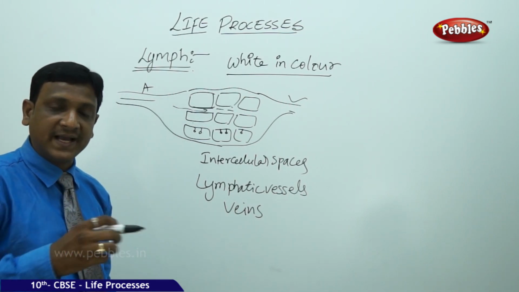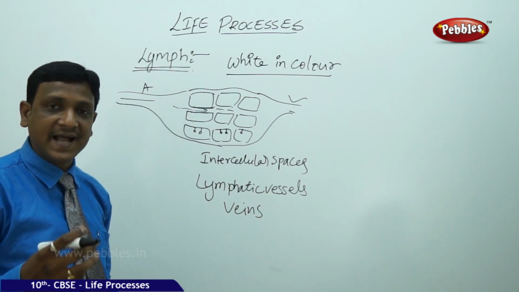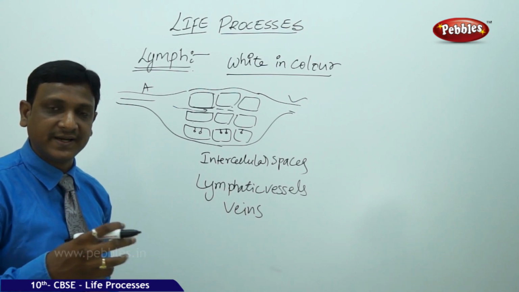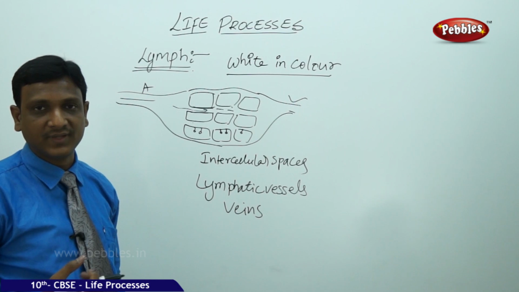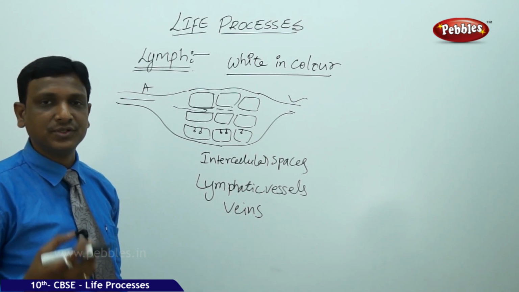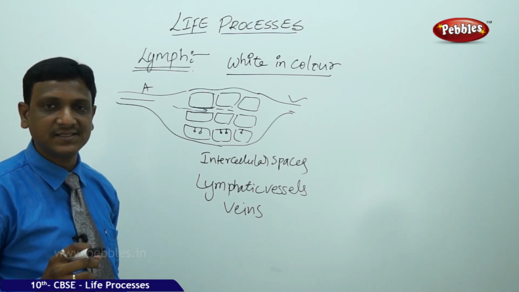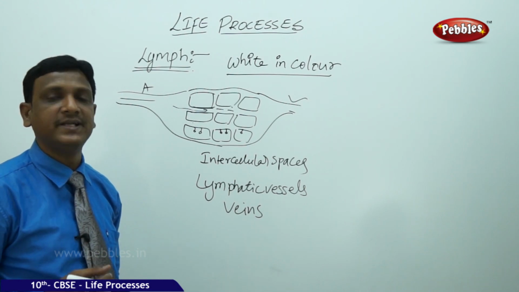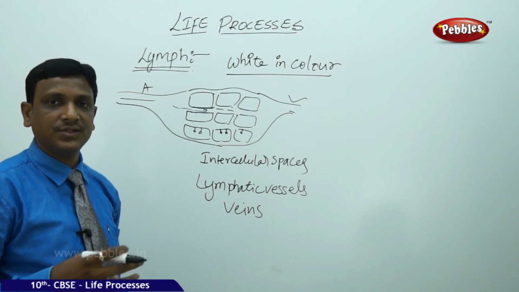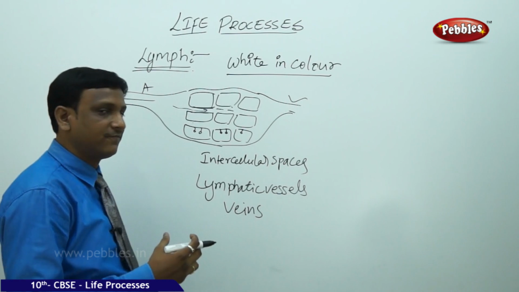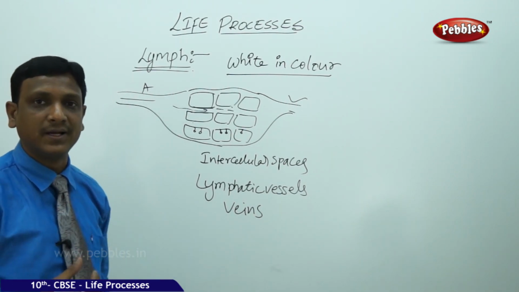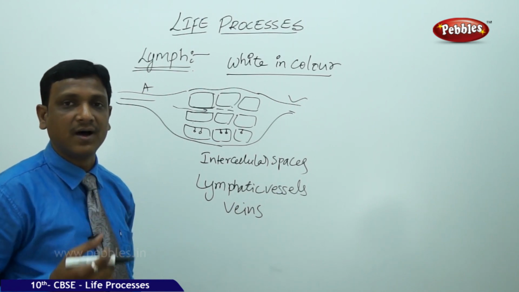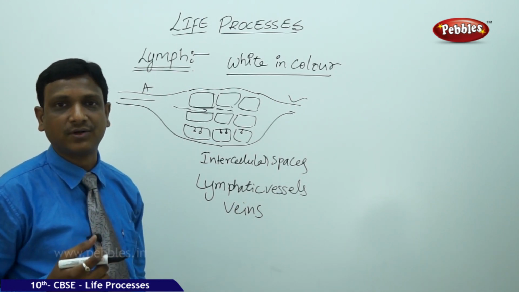The lymph from the digestive system carries the fats that are digested and absorbed in the intestine. They are collected by the lymph. So the lymph also contains certain cells which take part in providing immunity. So this lymph is also an important fluid in our body, but it is not circulated like blood, because blood is circulated by the heart, pumped by the heart, but lymph is not like that.